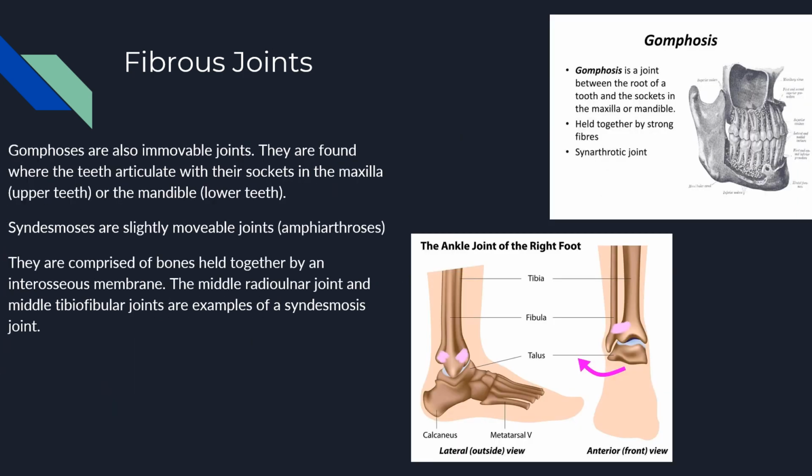Fibrous joints. Gomphoses are also immovable joints. They are found where the teeth articulate with their sockets in the maxilla, upper teeth, or the mandible, which is the lower teeth. Syndesmosis are slightly movable joints, amphiarthrosis. They are composed of bones held together by an interosseous membrane. The middle radioulnar joint and middle tibiofibular joints are examples of a syndesmosis joint.